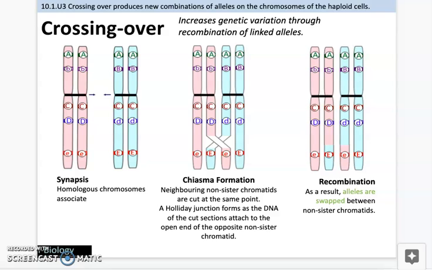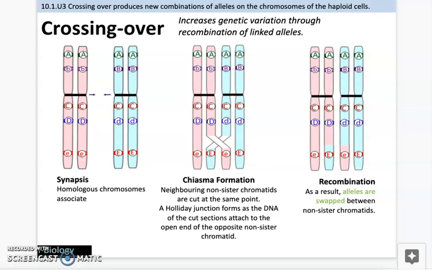Okay, we've got crossing over occurring here and the chiasma formation. Remember, that's the structure that actually forms during crossing over, during the exchange of genetic information of the homologous chromosomes during prophase one. It results in recombination, which is those swapped alleles on the homologous chromosomes.